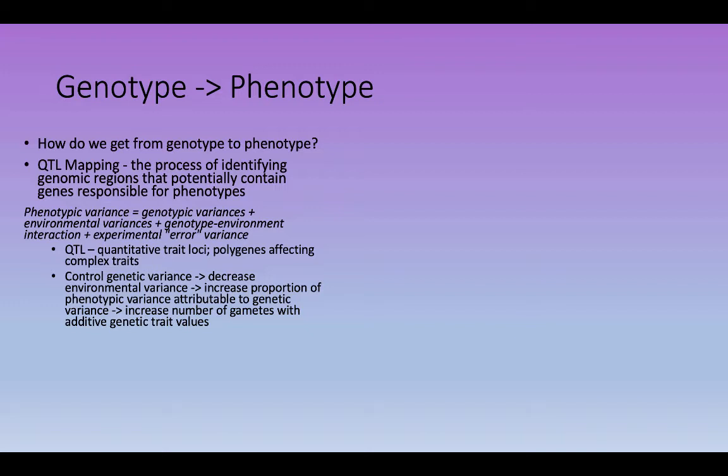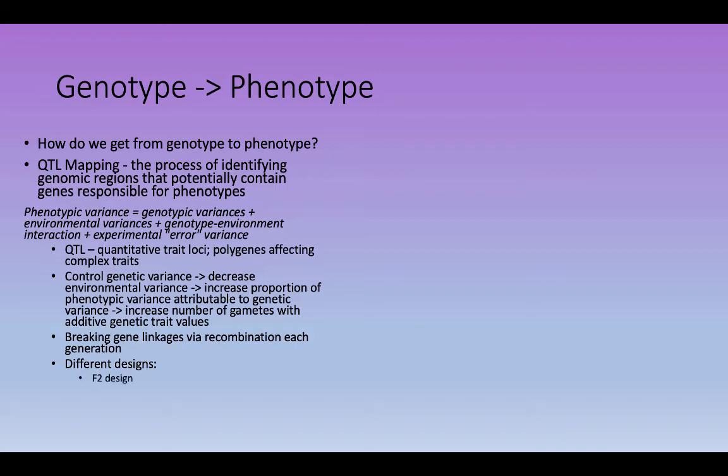And specifically, the goal here is to increase the number of gametes with additive genetic trait values. This is generally accomplished by breaking the gene linkages via recombination for each generation. So we're really breaking apart gene groups until we can identify specific regions that have additive genetic values that are associated with phenotypic traits.